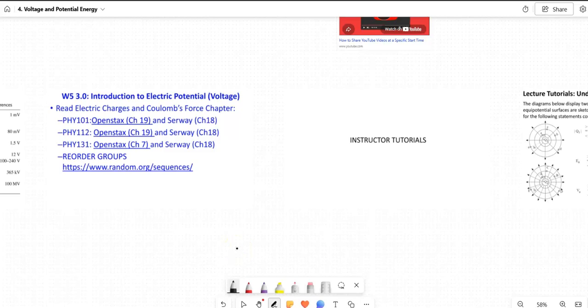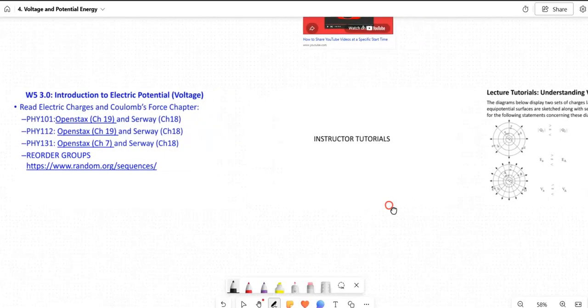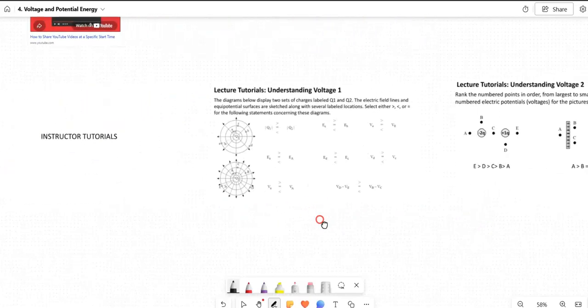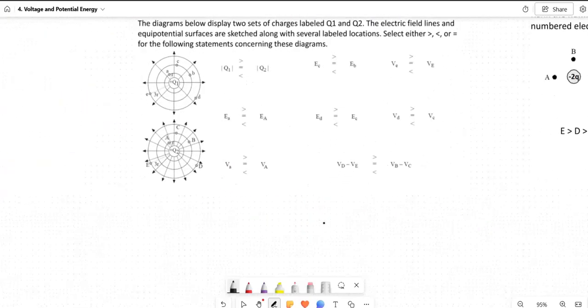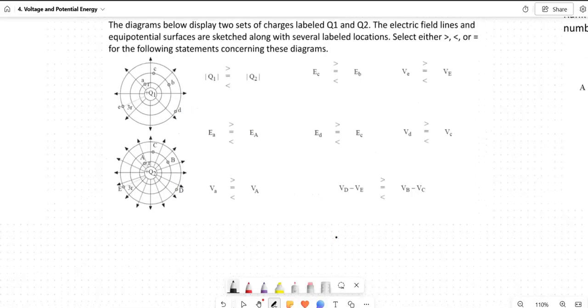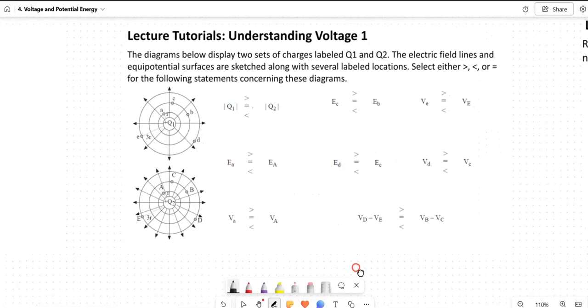Now, I created some tutorials to help you better explore your conceptual understanding of electric potential. Okay, so let's go ahead and start off with this first tutorial in voltage. This first page is where I'm going to give you some electric field lines and voltage lines of two different charges, Q1 and Q2.